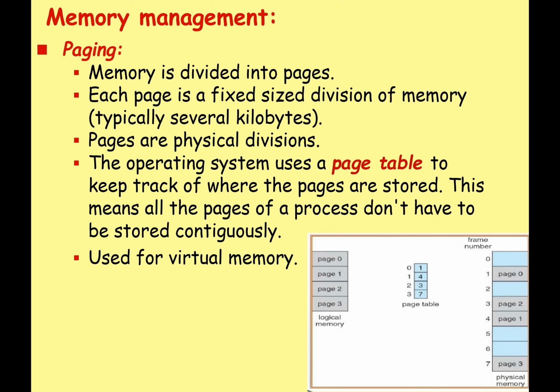Paging, to contrast with segmentation, we divide memory into pages. Each page is a fixed size division of memory, often several kilobytes. Pages are physical divisions rather than logical. The operating system then uses a page table to keep track of where the pages are stored. This means all the pages of a process don't have to be stored contiguously. And paging is what we use for virtual memory.